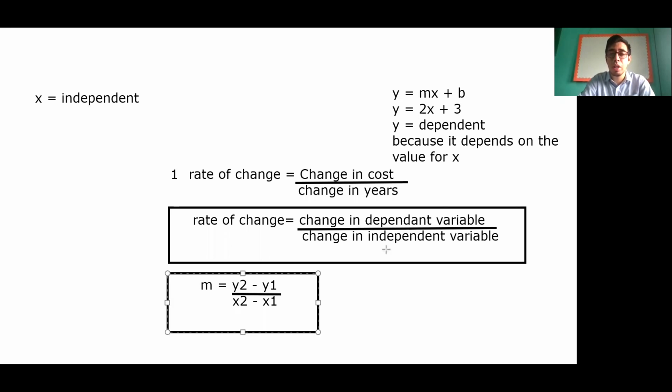The change in the dependent variable is the change in the variable y, and the change in the independent variable is the change in x, because x doesn't depend on any variable. You can give to x the value you want, and there is not going to be any problem. With y, yes, if you change the value for x, you can increase or decrease the value. So that's the reason why it depends on the value of x.